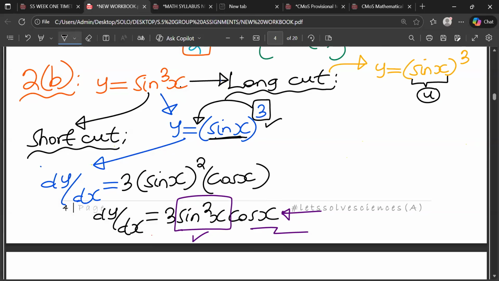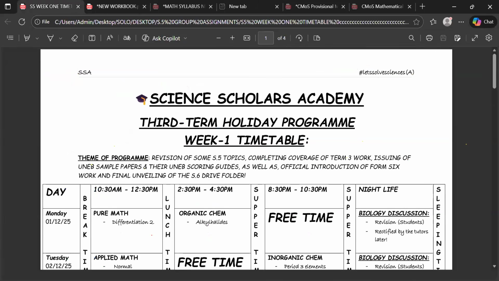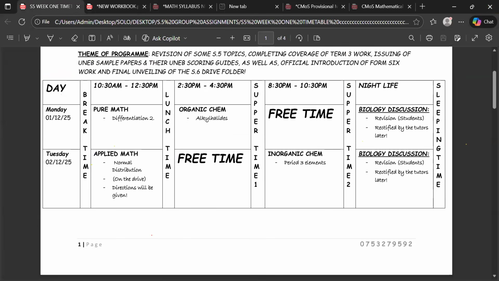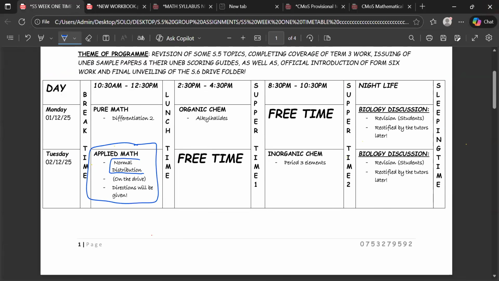I've not yet exposed the senior 6 work, but the senior 6 work is a lot. I recorded that work. That's why on the timetable you see there, work on the drive. You look at this timetable. For example, tomorrow morning it's supposed to be applied math. You're supposed to see normal distribution, and it is on the drive, so it's what you visit. All those who have paid, make sure before the day ends you have access to the drive, because tomorrow morning I may be a bit busy.